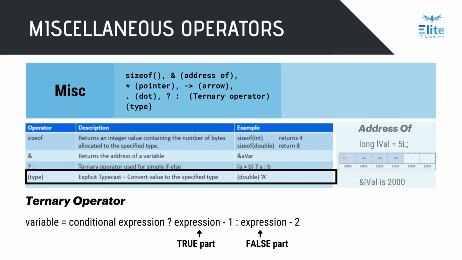Finally, the last miscellaneous operator in our discussion today is the typecast operator. We have seen an example of the typecast operator earlier. The typecast operator is used to explicitly convert the type of an operand to the specified type. So we have reached the end of our discussion on operators in C. We have a few more operators to be discussed, which we will do when relevant.